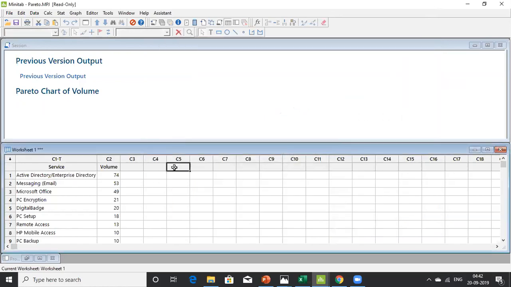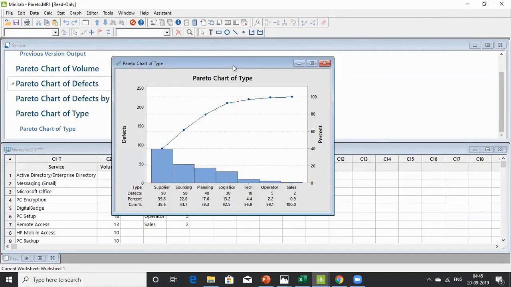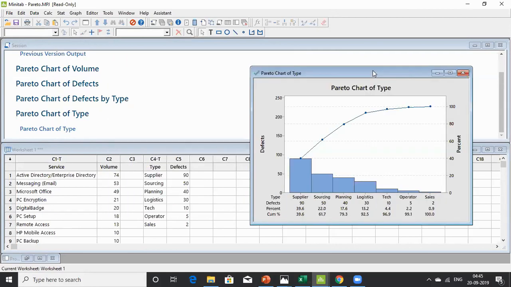Just give me one moment. I'm going to put a different number here. Okay. Say defects. Okay. So now I've given a different set of data here. If you could see. Now, let's say my on-time delivery issue is caused by about 3 plus 3, 7 factors, right? That's my X's. And I find suppliers are contributing to 90 defects out of the total. And the sourcing team is contributing to about 50 defects. And the planning team is 40, logistics 30, tech, different readings, right?